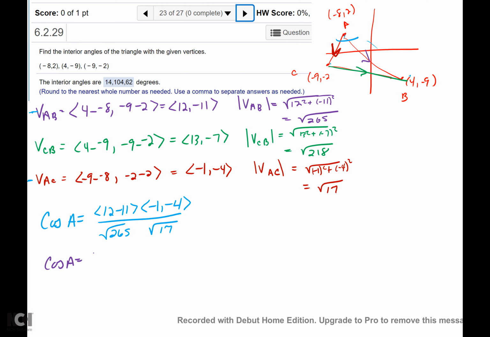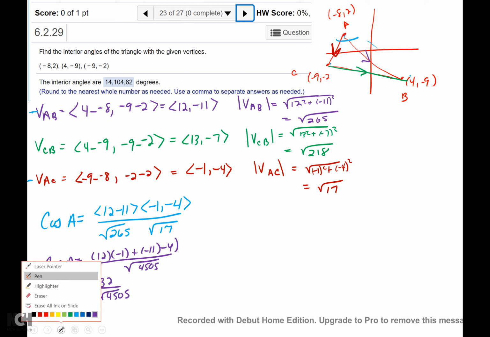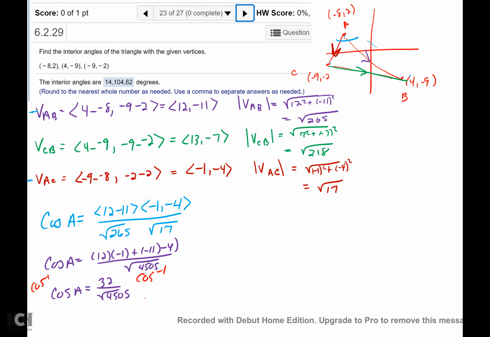Cosine A is going to be 12 times -1 plus -11 times -4 over the square root of 4505. That's going to be cosine A equals positive 32 over the square root of 4505. And now, when I arc cosine, I get angle A equals 61.5 degrees, which would be 62. There's your 62 degrees.